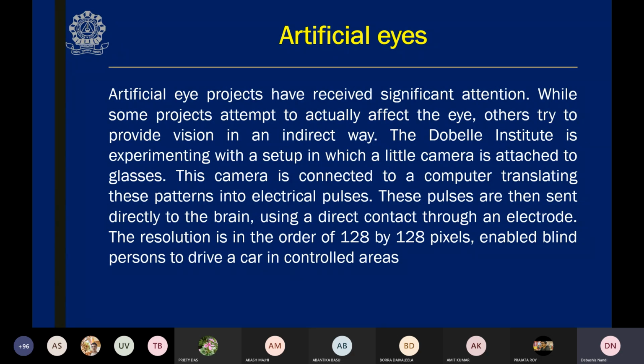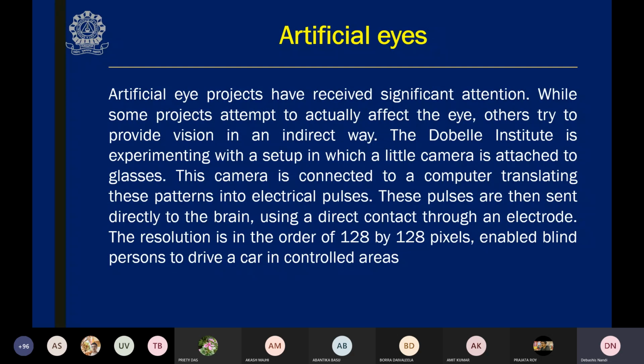I want to discuss that. Suppose these 2 cameras are taking the video, then this video will be sent to the computer. The computer will analyze. The computer will be a small computer that can be installed on your head or on your body.